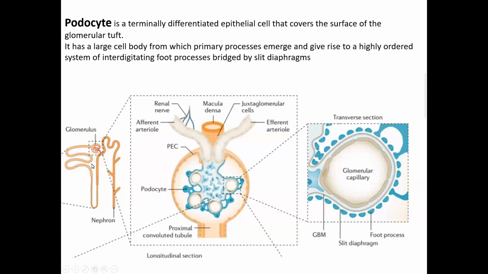So we know that the nephron is the basic structural and functional unit of the kidney. It comprises the glomerulus, proximal convoluted tubule, loop of Henle, distal tubule, and collecting ducts, and finally it drains into the renal pelvicalyceal system. This is just a zoom of the glomerulus. We can see the afferent arteriole forming the glomerular capillary. So if you see the glomerular capillaries, okay.